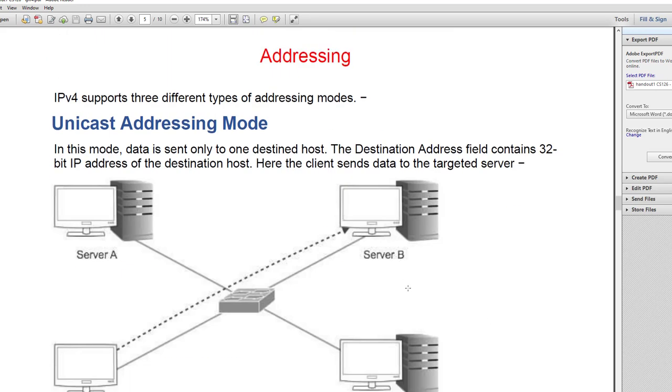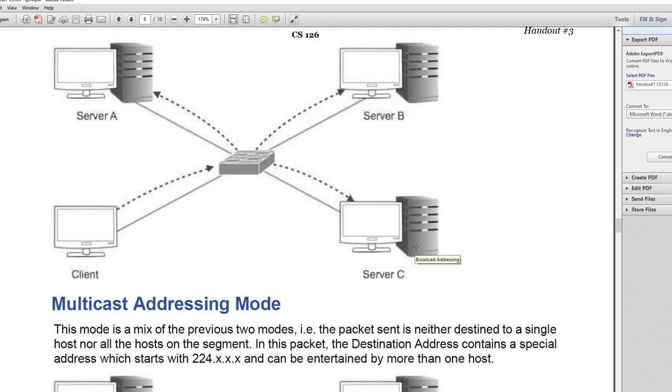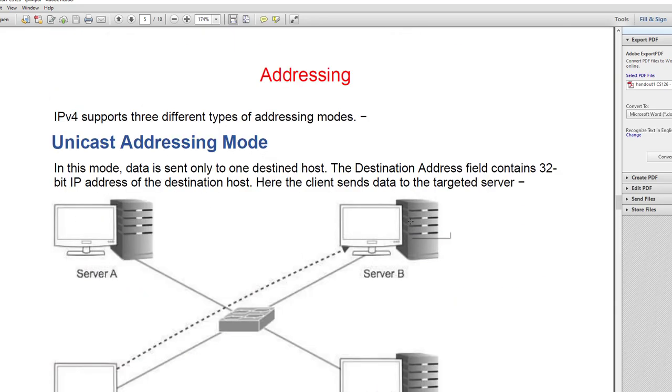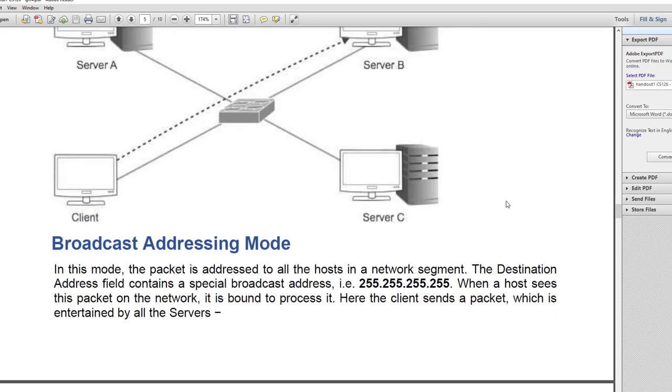Next is types of addressing. IPv4, or IP version 4, supports three types of addressing: unicast, broadcast, and multicast addressing modes. The first one, in the unicast addressing mode, data is sent only to one destined host. So only one. The destination address field contains the 32-bit IP address of the destination host. Here the client sends data to the targeted server. So from the client to the server, that's an example of unicast addressing.